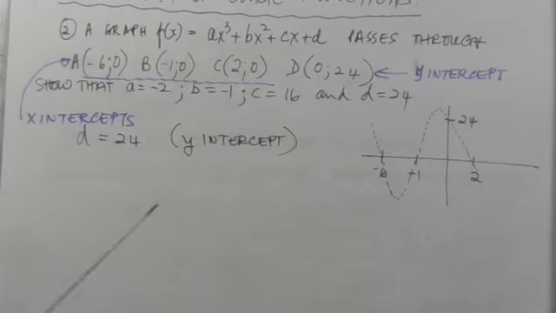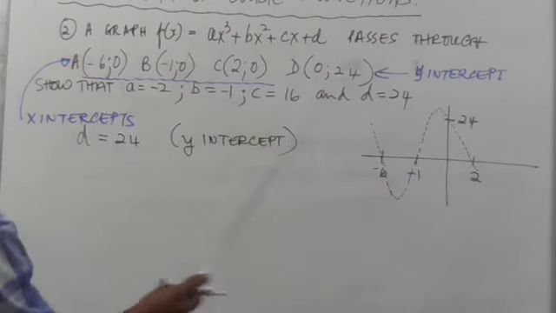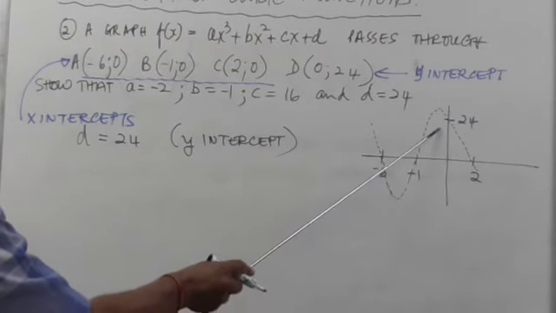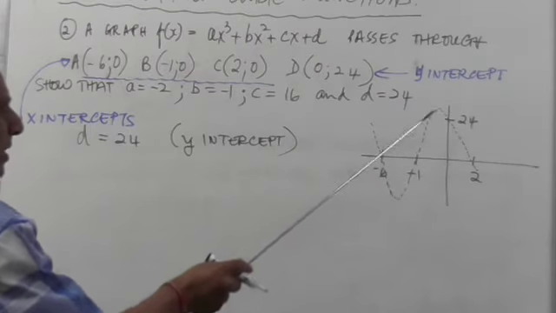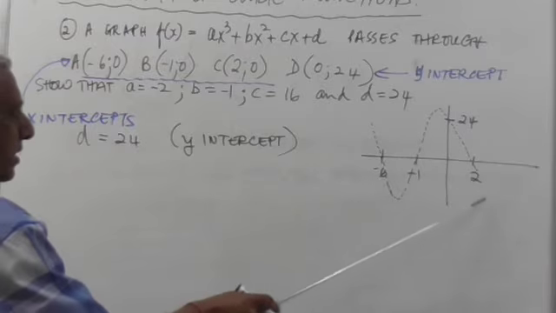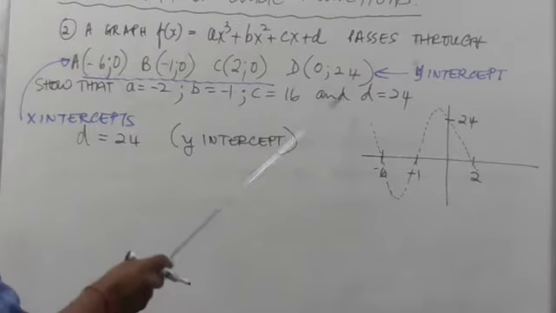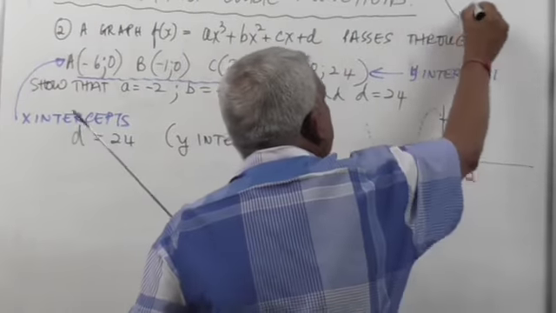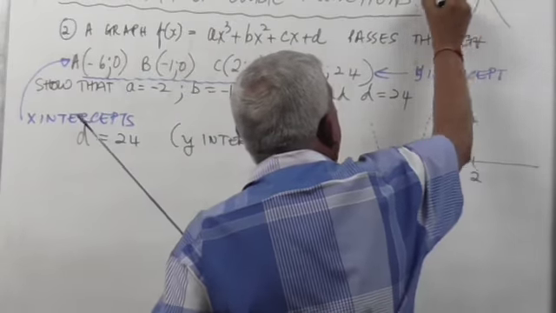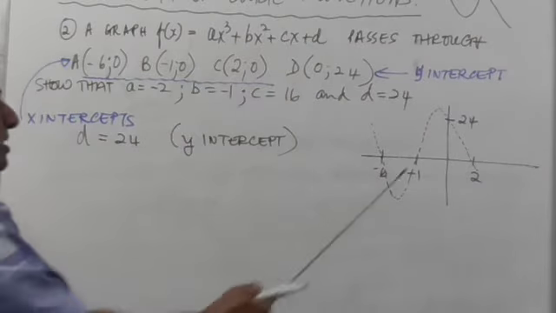Oh, by the way, I just drew a graph here roughly. If that is minus 6, it will be there. If that is minus 1, it will be there. If that is 2, it will be there. And if that's 0, 24, it will be there. And because they tell me a is minus 2, I know that the graph goes this way. Even if you didn't know, if you join those points, you'll be forced to draw the curve like this. But the clue is here. This is negative, therefore the graph goes that way when the number in front of x cubed is negative.